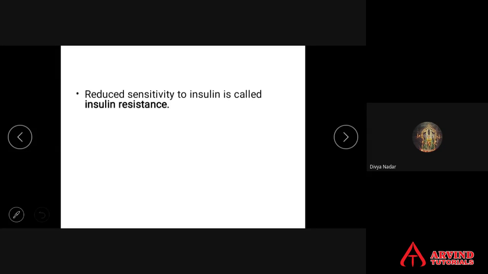Reduced sensitivity to insulin is called insulin resistance. Even if insulin is present in the body, sometimes the body shows reduced sensitivity to it. What is it called? Insulin resistance.